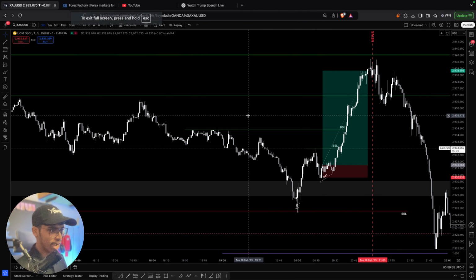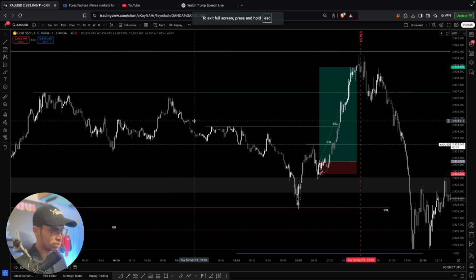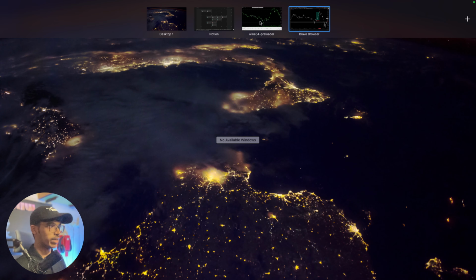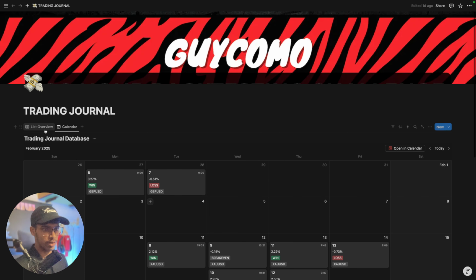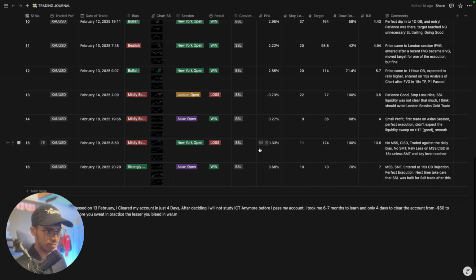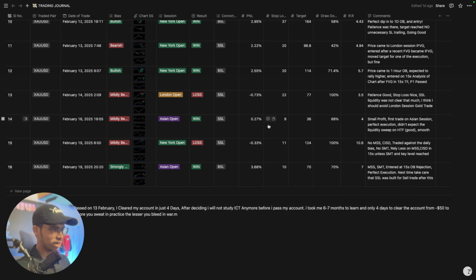So yesterday I took one trade in the Asian session. I'll show you. Wait, where's Notion? So I took a trade in the Asian session for the very first time, on 18th February. I was taking a very small loss, so I made 0.27%. The risk reward was 4, and it was good.